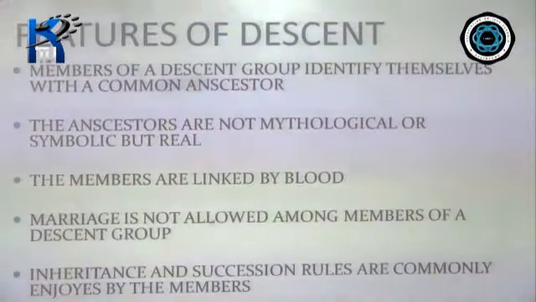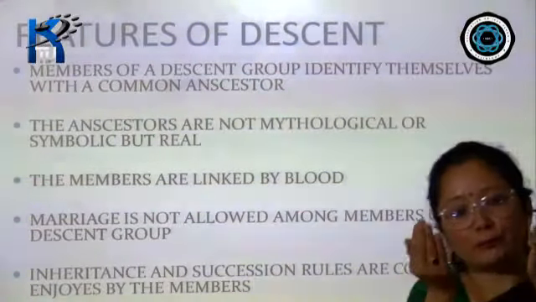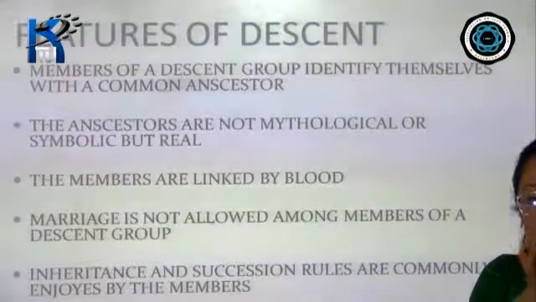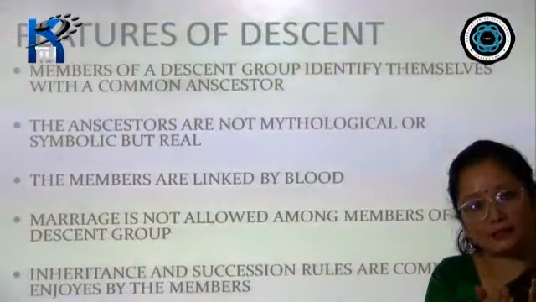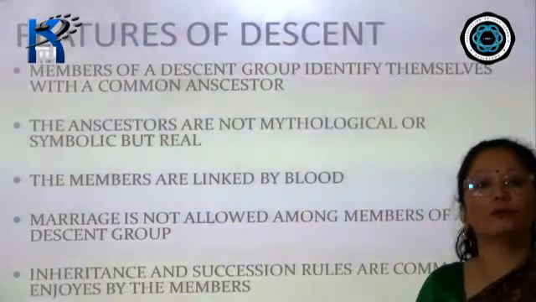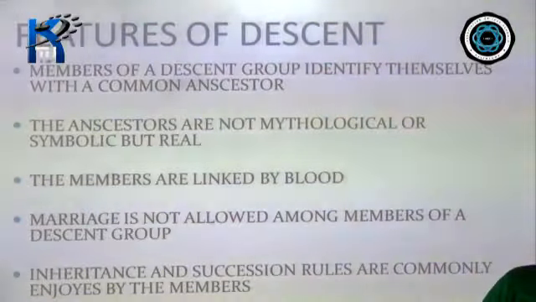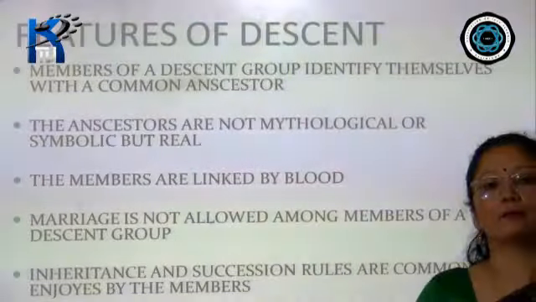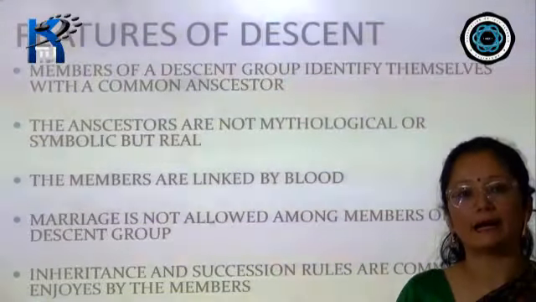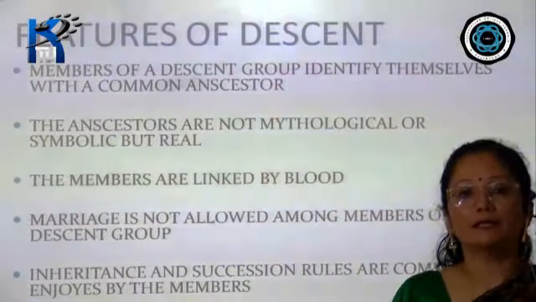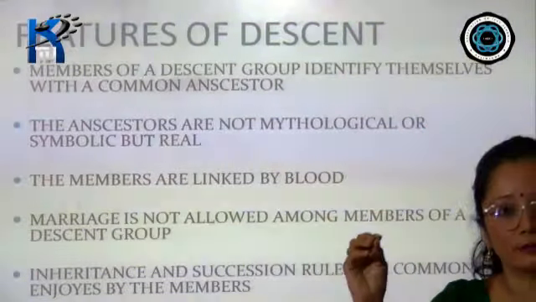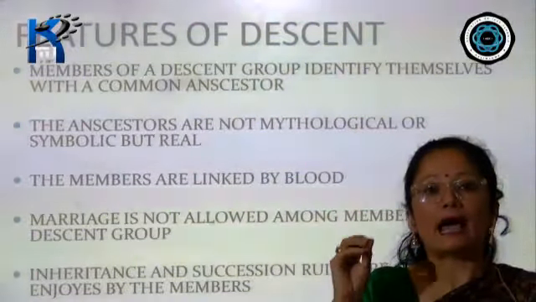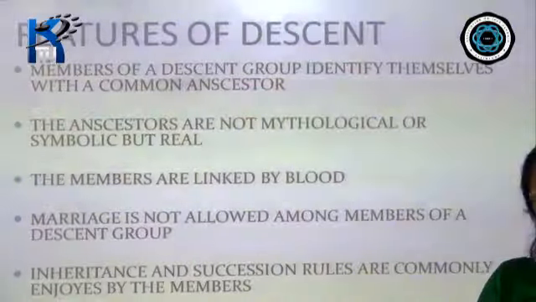Members of a descent group identify themselves with a common ancestor. There has to be an origin. There has to be an ancestor from whom we have descended. The ancestor has to be a human being. I will come to that later. But there has to be a point of origin. That is what I'm trying to say. And the origin will be the ancestor.